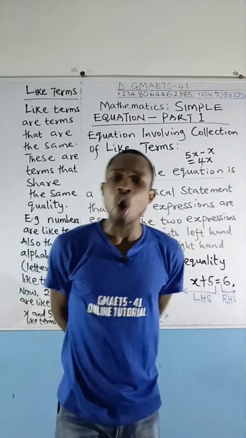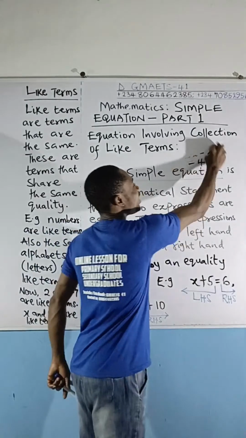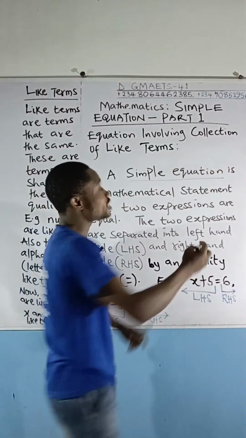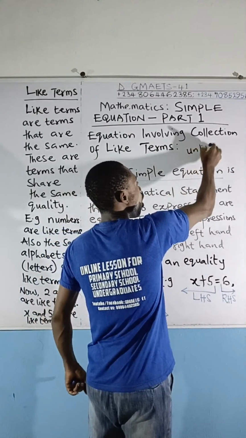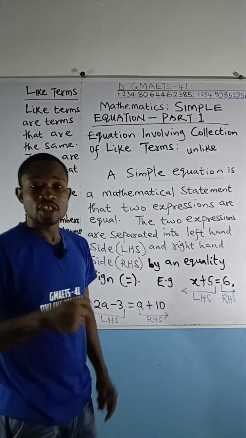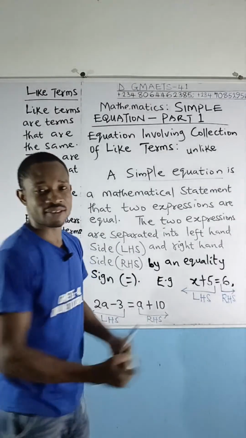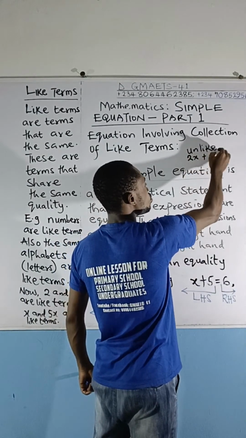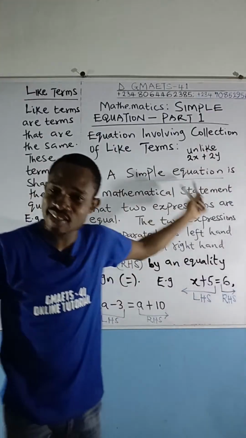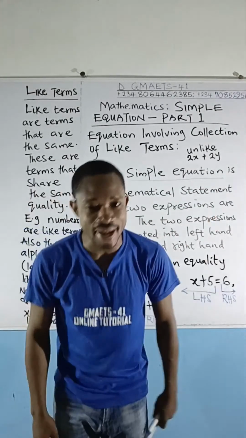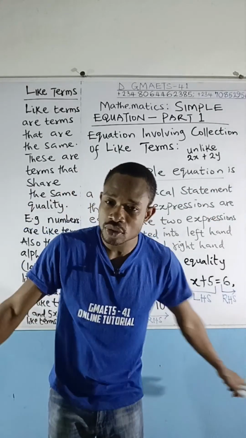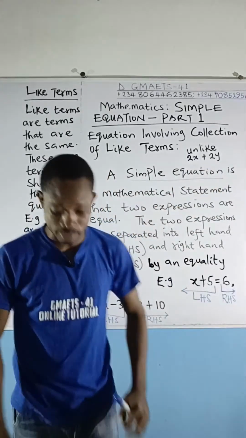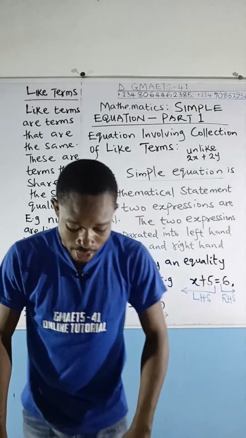But what of unlike terms? Unlike terms are terms that are not the same, that do not share the same quality. Maybe if I give you something like 2x plus 2y, can you add this? Can you subtract them? You cannot. And the reason is simple. These are not like terms.